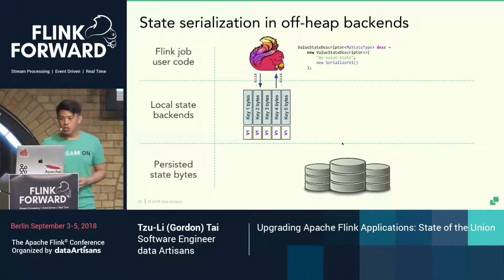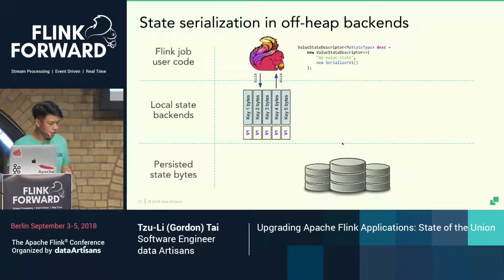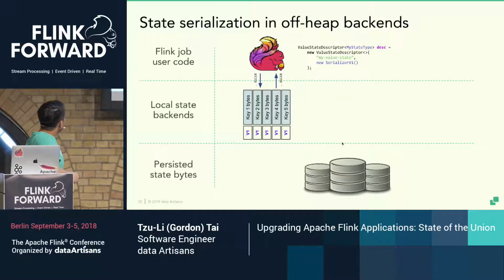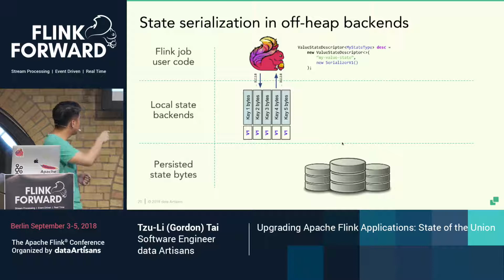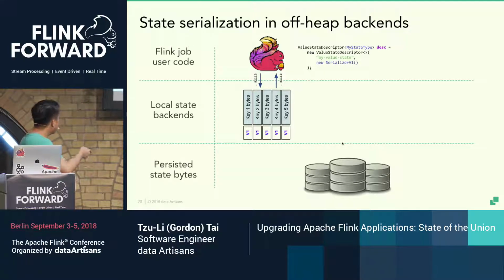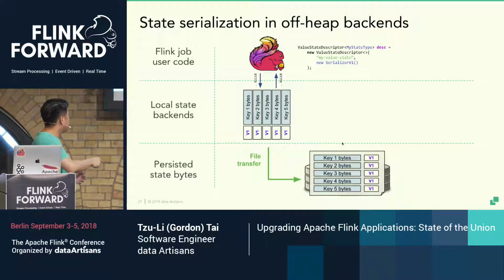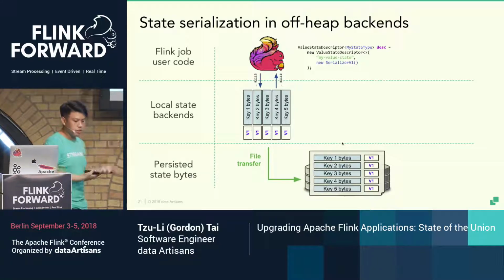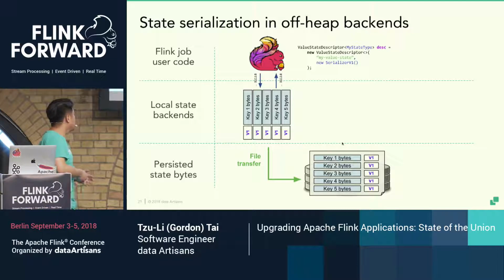Right, so moving on to off-heap backends. For off-heap backends, it's different in that state kept in RocksDB is all just byte arrays. So what happens on each state access is that a serialization, deserialization round trip happens on every state access. And on checkpoints, all that happens is that we just transfer all the SSD files as part of a checkpoint.